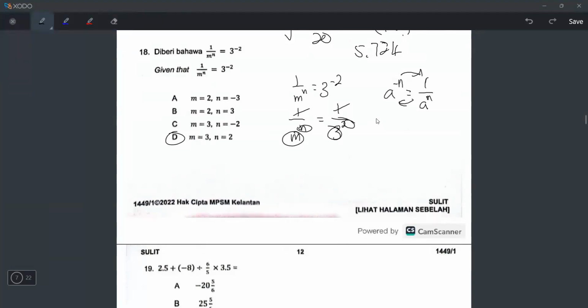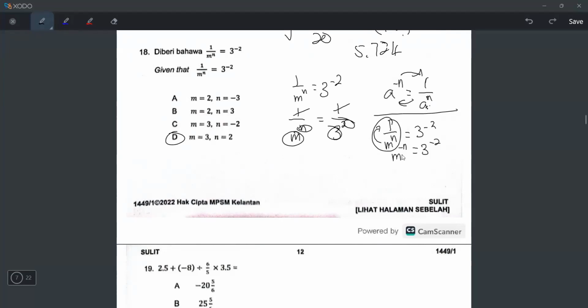Or you can also do it the other way. So 1 over m^n equals 3^(-2). Instead of making the power positive, you leave it negative, and then you move this up. Because I told you already, if you can move the a down, it means you can move the a up also. It means this m also you can move it up. But when you move it up, what changes? The power will change sign. It means the n will become negative n like this.